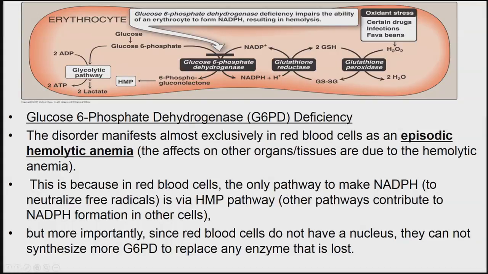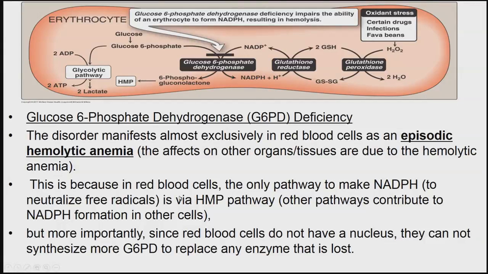So why do you only see symptoms in red blood cells? In other cells, there are other ways of generating NADPH. First of all, what's going to happen if we have a defect in the HMP pathway? The HMP pathway does two things: it generates NADPH, and it generates ribose for nucleotides. In red blood cells, there should be enough nucleotides to last, so really, compromising the ability to make NADPH is going to be the issue in red blood cells, okay?